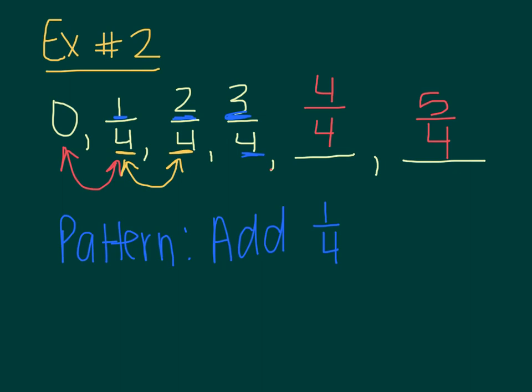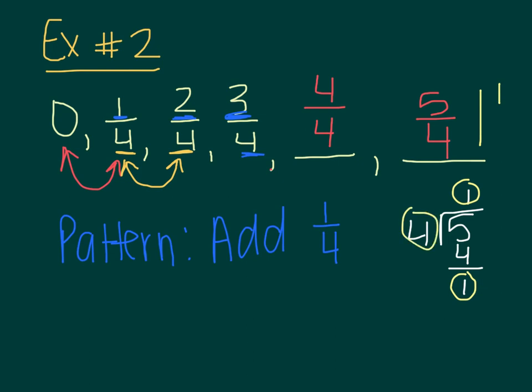We could also change 5/4 to an improper, or sorry, it is improper. We could change it to a mixed number. So we would do 5 divided by 4. It goes in one time with 1 left over. So the mixed number would be 1 and 1/4.